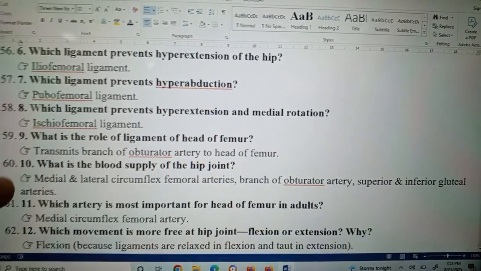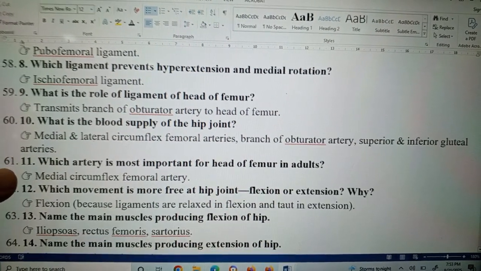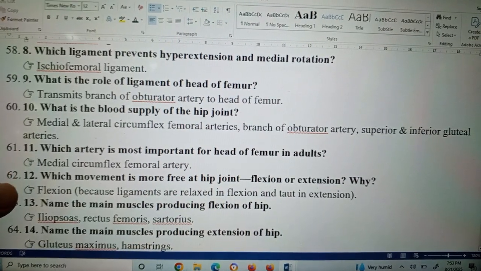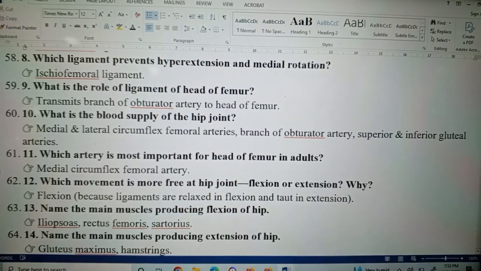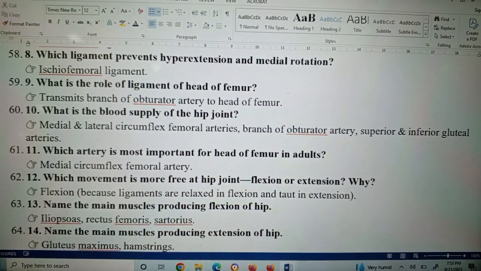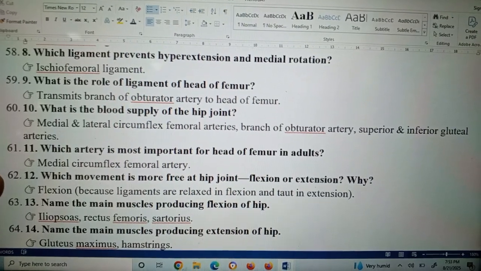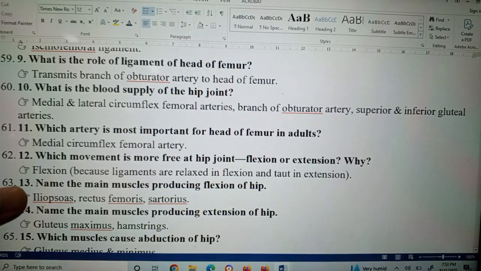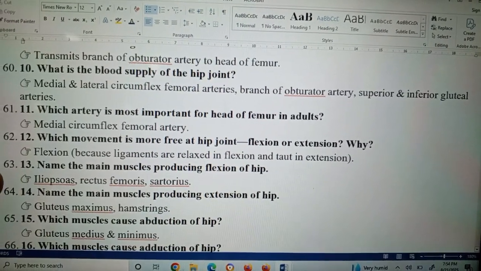What is the role of the ligament of the head of the femur? It transmits the branch of the obturator artery to the head of the femur. What is the blood supply of the hip joint? Medial and lateral circumflex femoral arteries. Blood supply is very important for all joints, the knee joint, every joint. For the hip joint: medial and lateral circumflex femoral arteries, branch of the obturator artery, and superior and inferior gluteal arteries are very important.